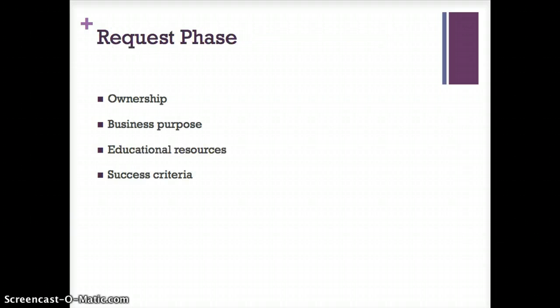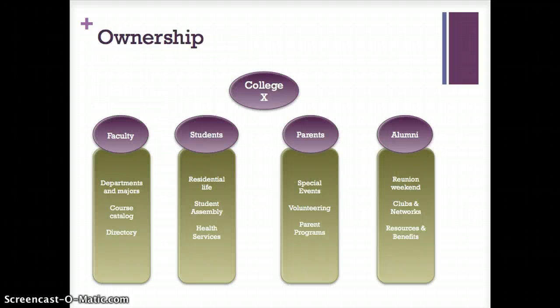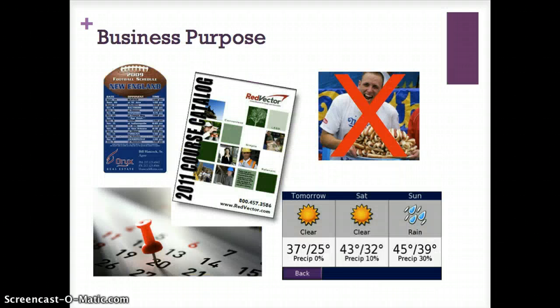First is the request phase. In this phase, you will determine ownership, business purpose, resources, and ensure the content is successful. Setting up ownership of content first will help you to assign a department with responsibilities of content. Segmenting the content out into different departments will allow content to be found easily and relevant to the end user.